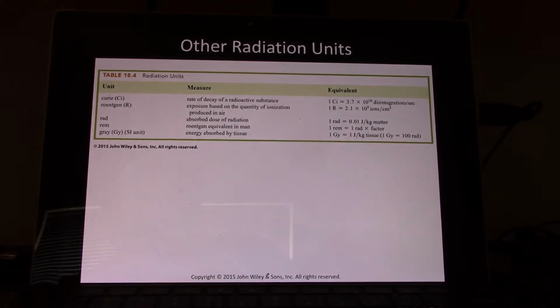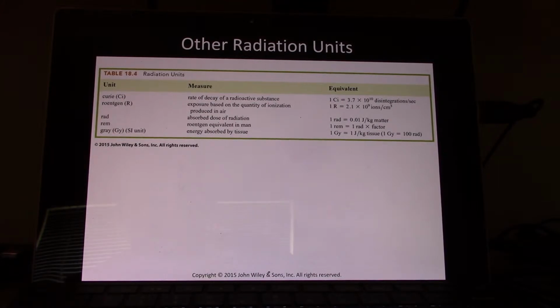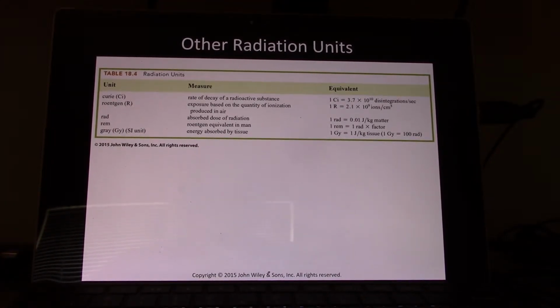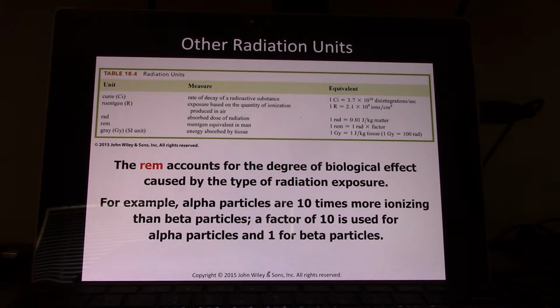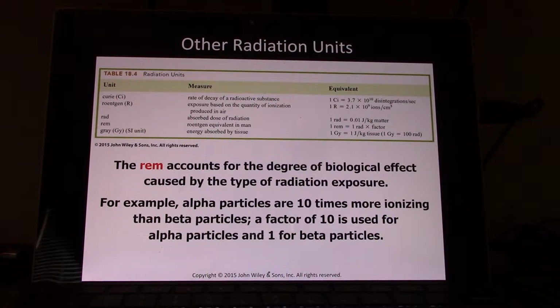And other radioactive units: we have roentgens, rads, rems, and grays. The gray is the SI unit. It's the amount of radiation energy absorbed by tissue, joules per kilogram of tissue. A rem accounts for the degree of biological effect caused by the type of radiation exposure. For example, alpha radiation is 10 times more ionizing than beta radiation, and so that factor of 10 is also used because it's 10 times more damaging to living tissue.